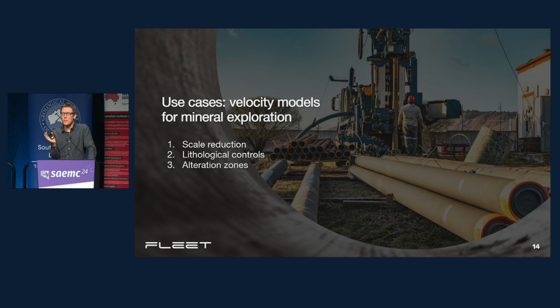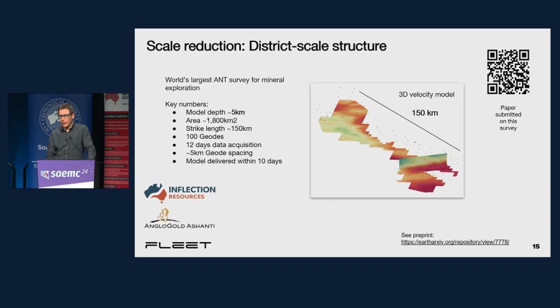Okay, I want to show you a few velocity models, just some examples of how it's being used. I want to talk about scale first, then something about lithology, and a little bit about alteration as well. These are some use cases from the work that Philippe's been doing, which has been fantastic, working with a whole bunch of different companies, such as Inflection Resources and AngloGold Ashanti, where we're working in the Macquarie Arc. This is looking at district scale. This went as big as we could go, because Inflection had taken up a nice tenement package over a 150 kilometre strike length of contiguous tenements, so the deployment could happen within that one area.